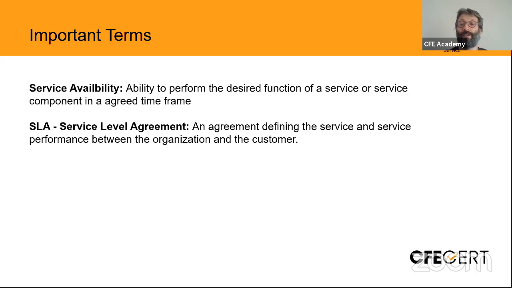For example, as a pizza delivery company, your SLA is going to consist of: I'm going to keep my call center open 24/7, and you are going to get your pizza in 30 minutes, and the temperature of your pizza is not going to be lower than, I don't know, some degrees centigrade. These are your service level commitments, and this is your service level agreement, but not the availability.